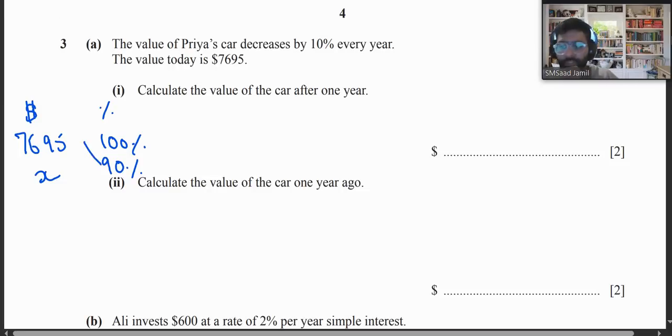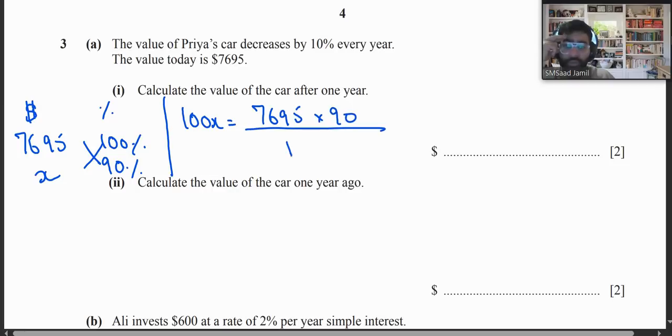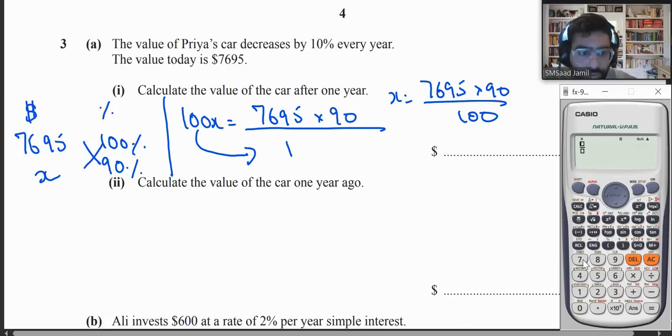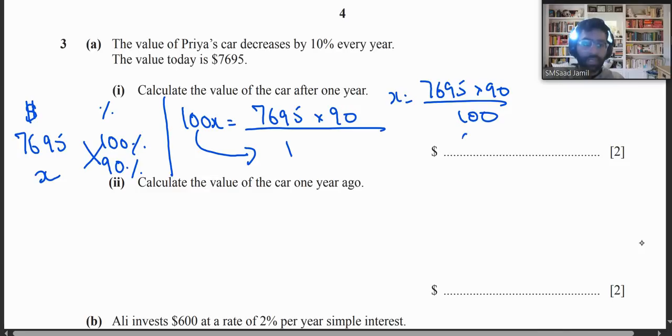So just cross multiply like this, guys. You will do 100x is equal to 7695 multiplied by 90, divide the whole thing by 100. So x is equal to 7695 multiplied by 90, divided by 100. 6925.5. So this is your answer.